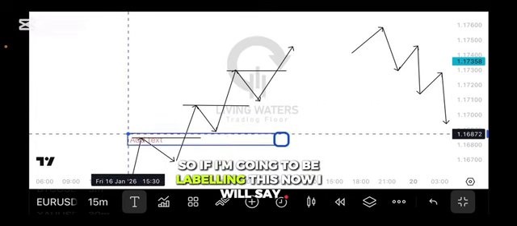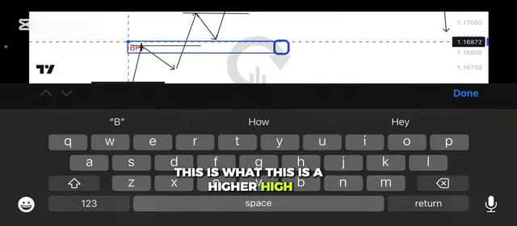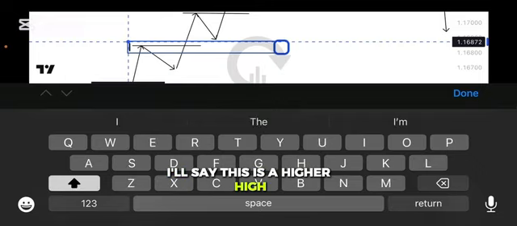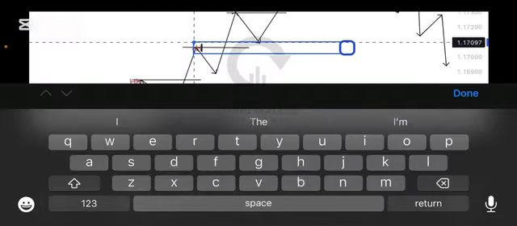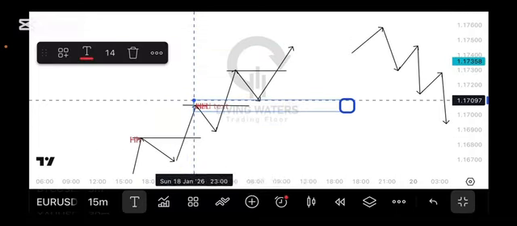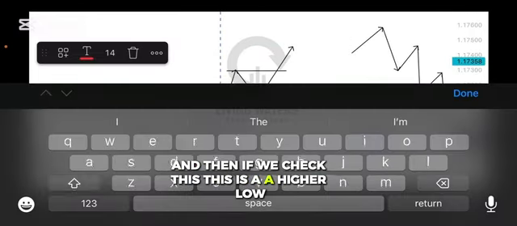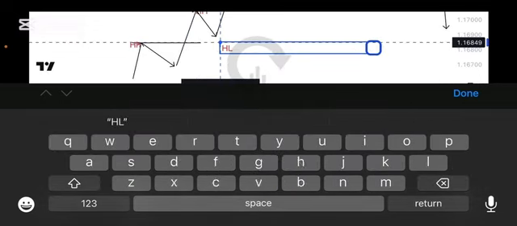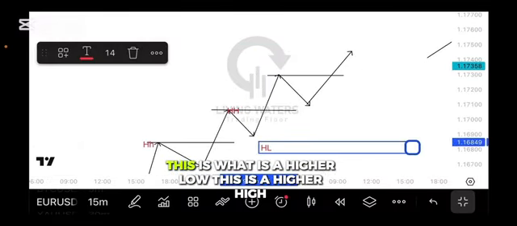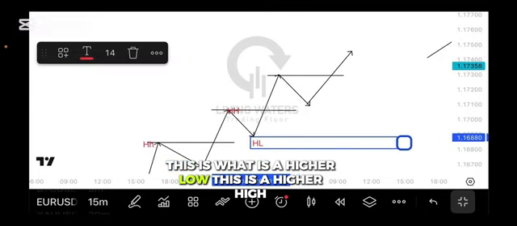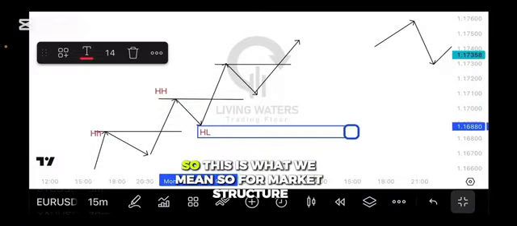So if I'm going to be labeling this now, I will say this is a higher high. Do we get it now? This is also a higher high. And then if we check this, this is a higher low. So what do I mean? This is a higher low. This is a higher high. Do we get it now? So this is what we mean.